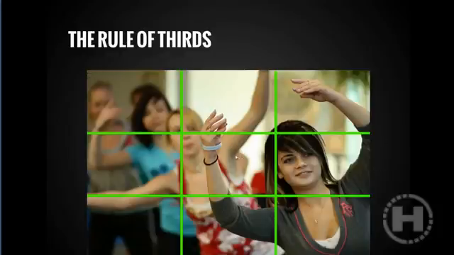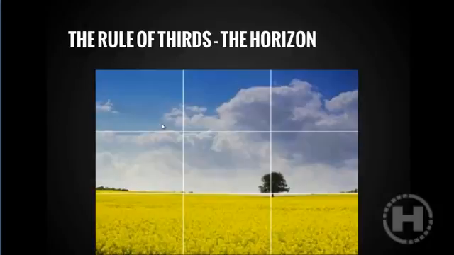Okay, another excellent example. We've got some dancers here. Is her face right on the intersecting area? No. But the point is she is not right in the middle of the frame. I really like this shot because when we first look at this, your eye is automatically drawn to this, and then it's got this diagonal that just leads your eye throughout.